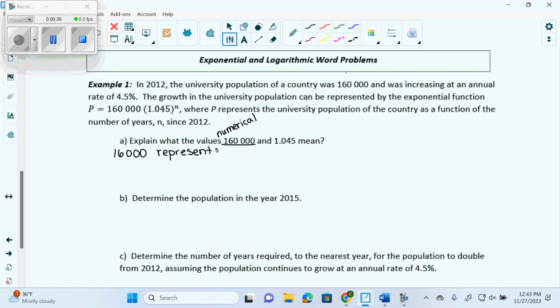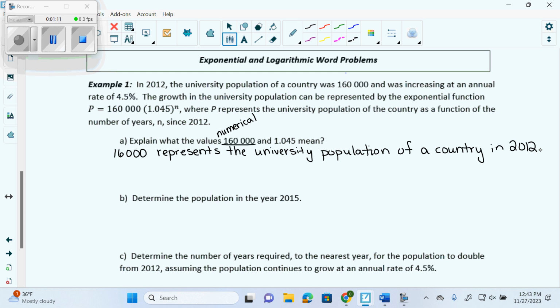Initial amount of what? So the university population of a country in 2012. You have to explain it thoroughly. You just can't say it's the initial population or the initial value. That is not enough. You're actually going to get no marks for that. So it represents the university population of a country in 2012. You could say the initial population in 2012 as well.